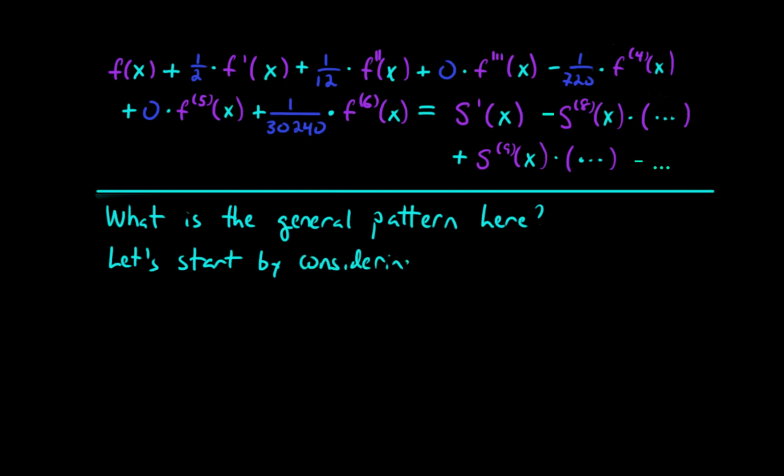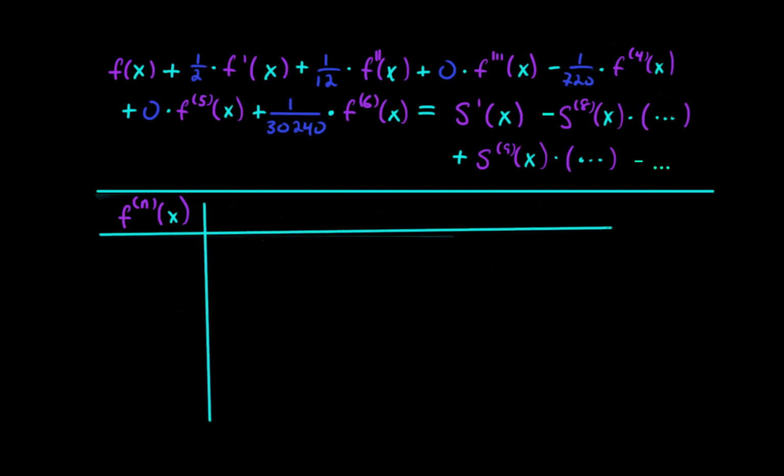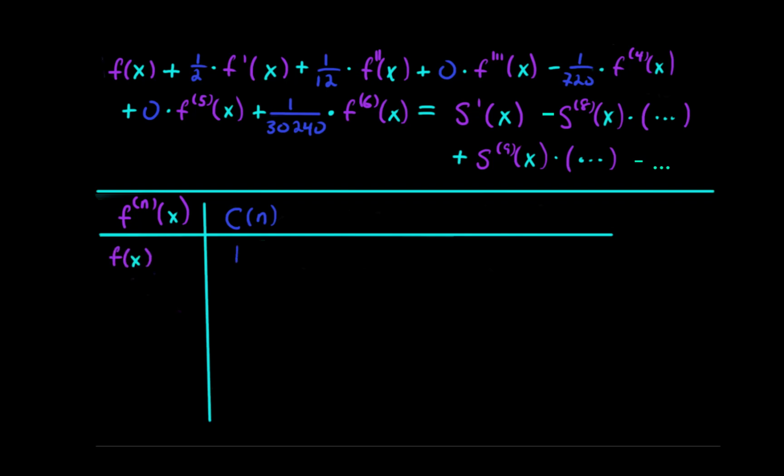So let's consider these coefficients for f of x and its derivatives and what we've been doing so far. To summarize our work, I'll make a table here, and in the left column I'll have fn of x, the nth derivative of f of x. And in the right column, I'll have the coefficient that multiplies fn of x, so I'll call that coefficient c of n. So if I start with the 0th derivative of f, that's in other words just f of x, that's being multiplied by 1 there in the equation, so c of 0 would just equal 1. For f prime of x, our coefficient is 1/2.